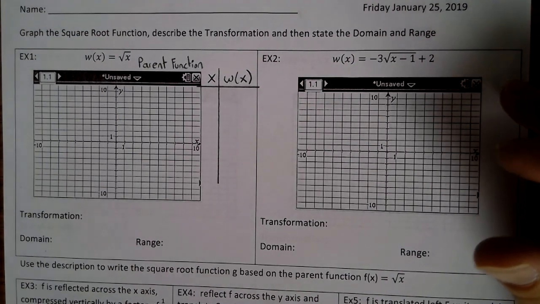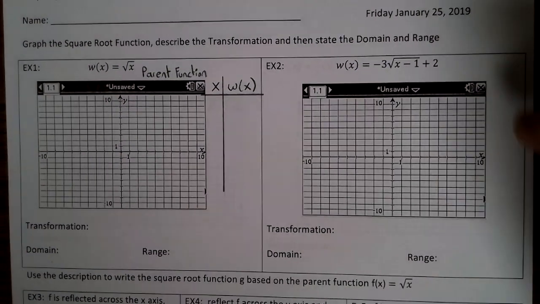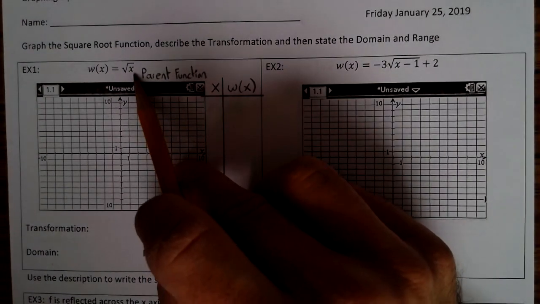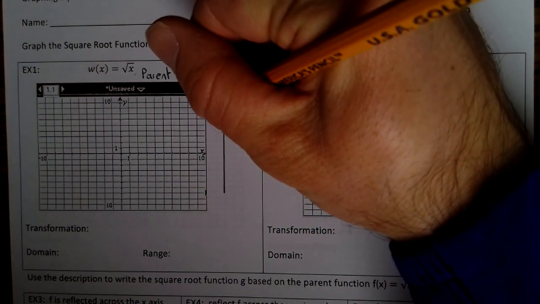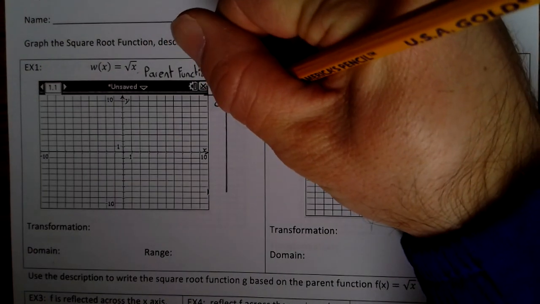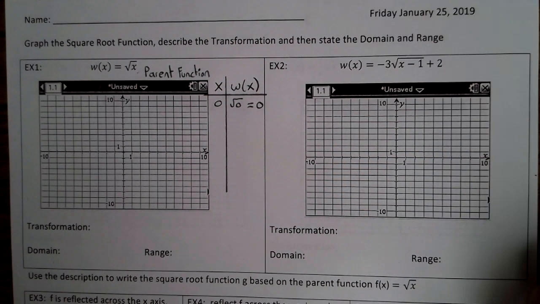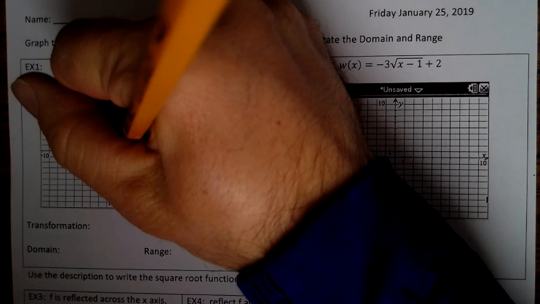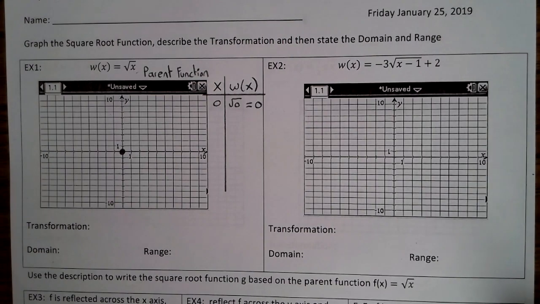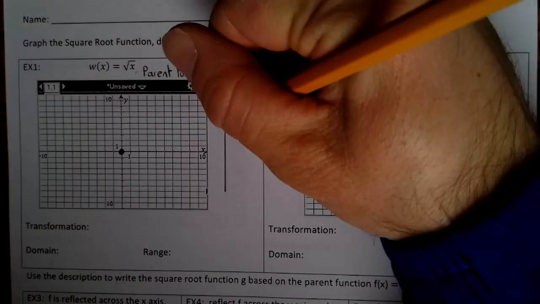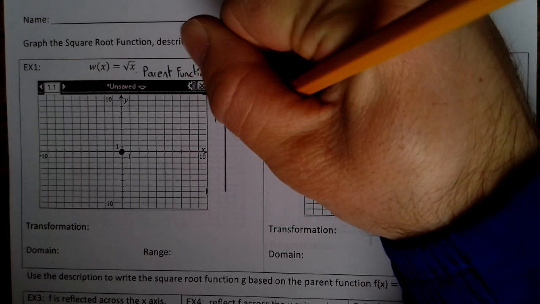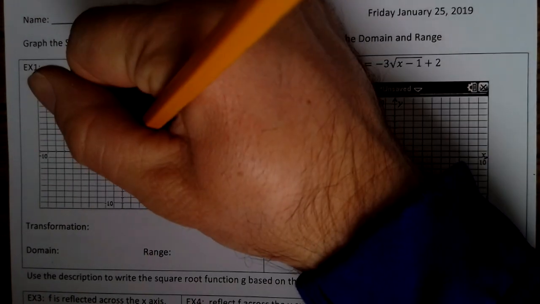Now, with square roots, the smallest number you can start with is 0 because you can't take the square root of a negative number. So let's let x equal 0. So the square root of 0 equals 0. So our first point is 0, 0. Now we look at 1. And the square root of 1 is 1. So our point is 1, 1.